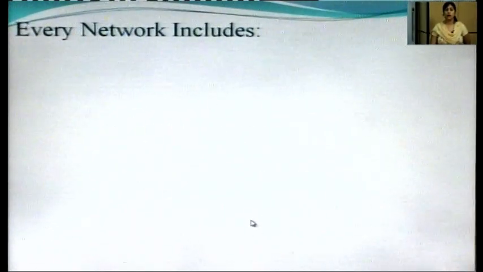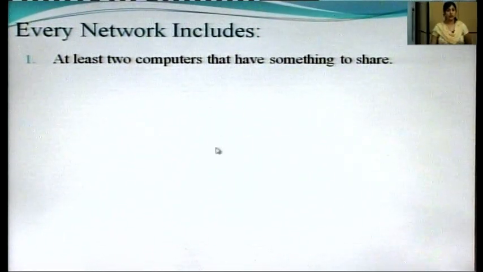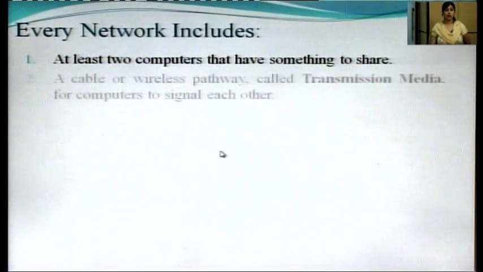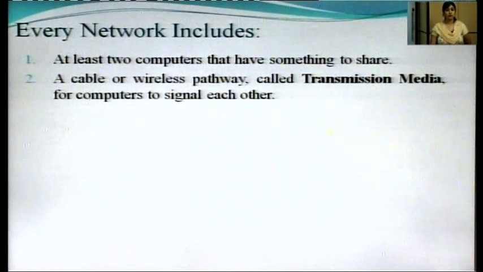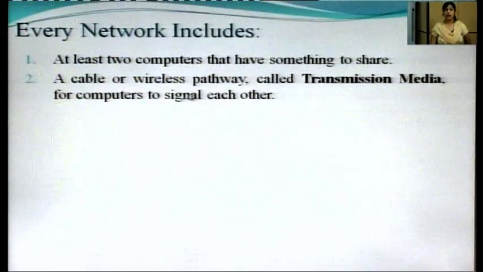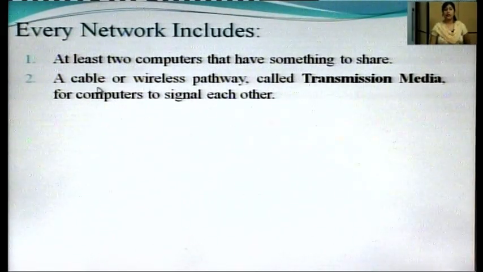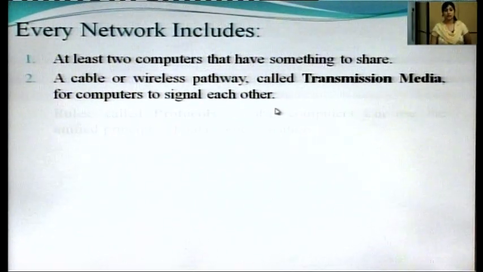Now every network includes what? At least two computers that have something to share, and a cable or wireless pathway by which we connect the two computers with each other. That is called transmission media. Now what is transmission media? It is the way by which we connect two computers with each other to share information, for computers to signal each other.